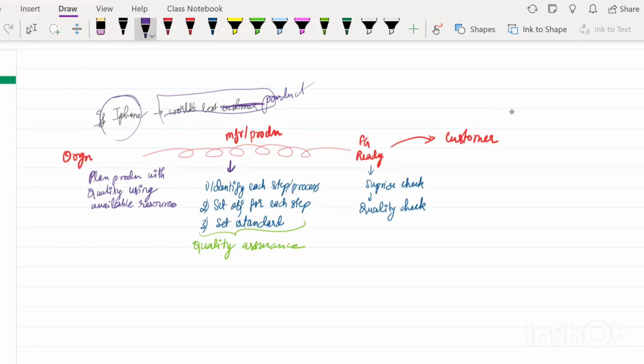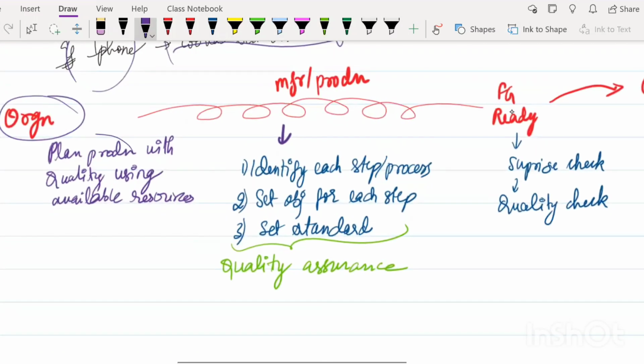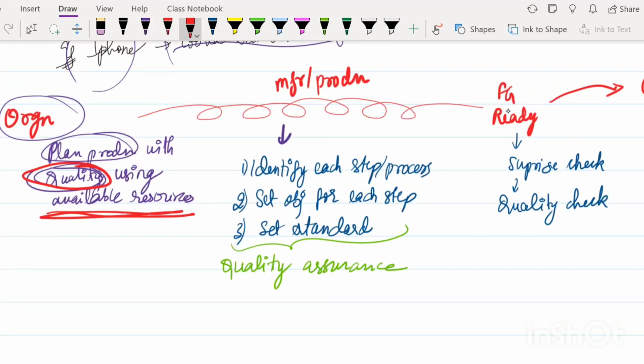So here, whenever they make an iPhone or release a MacBook, they always focus on quality. Never would you face a bad quality issue with these Apple products, correct? So they mainly focus on quality. Whenever the organization is planning to manufacture, they will plan the production in such a way that quality always remains perfect, and this quality is maintained using available resources itself. So they'll plan that production.